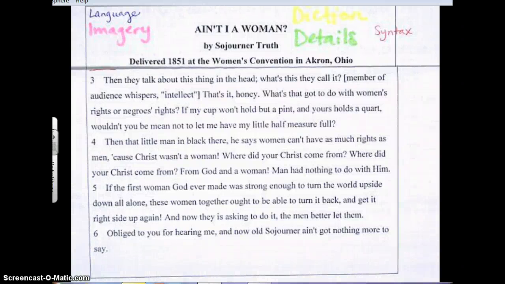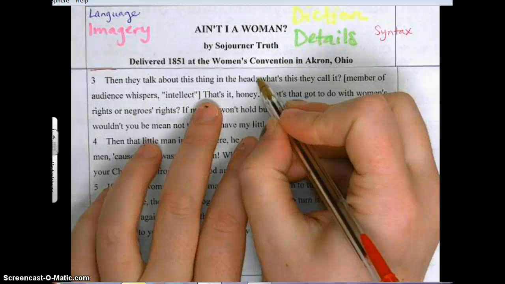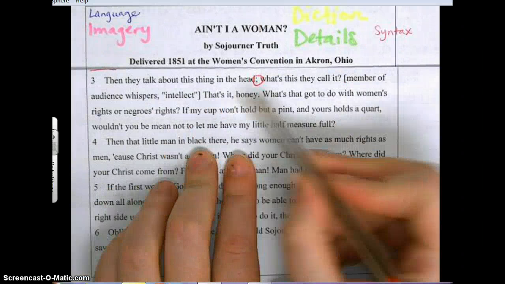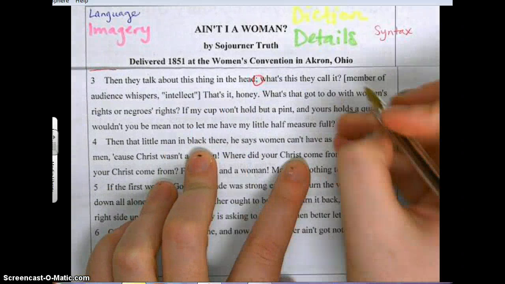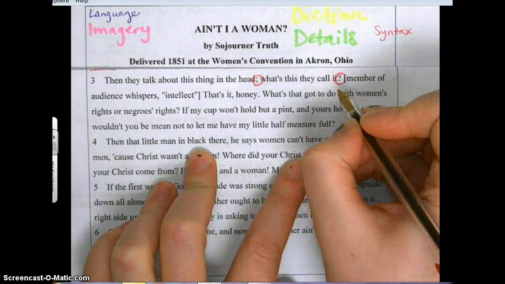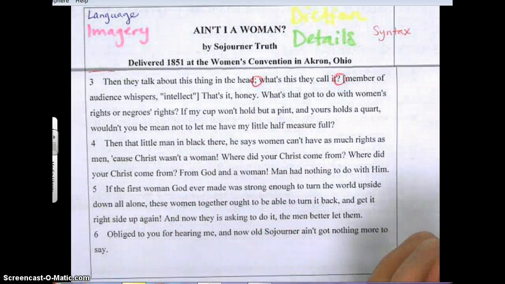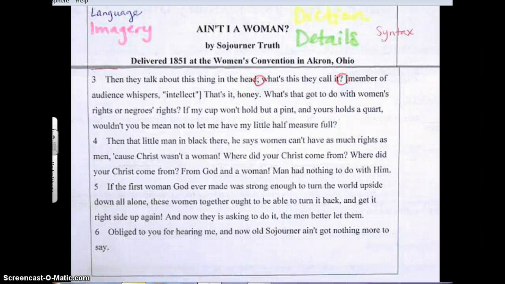She begins, "When they talk about this thing in the head, what's this they call it?" Here's a use of semicolon, that syntax. She's taken two independent clauses and put them together, and she also has a question again. So red for those. Then a member of the audience whispers "intellect," and she responds, "That's it, honey."